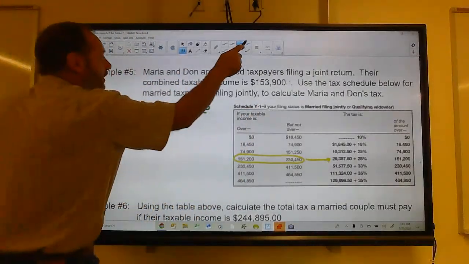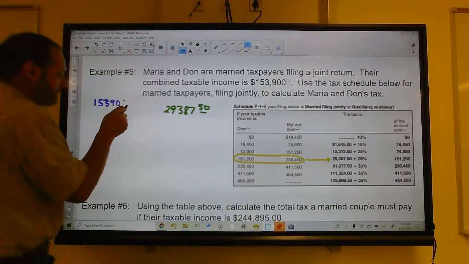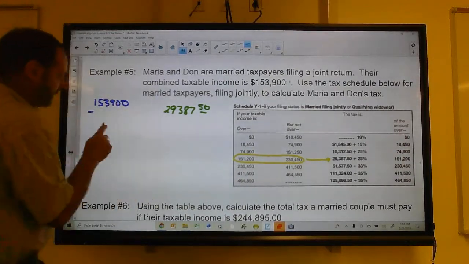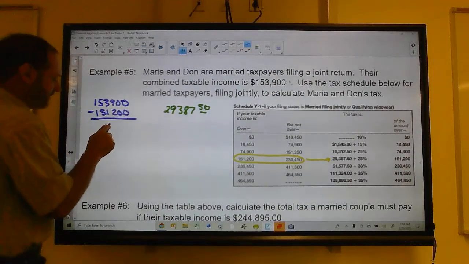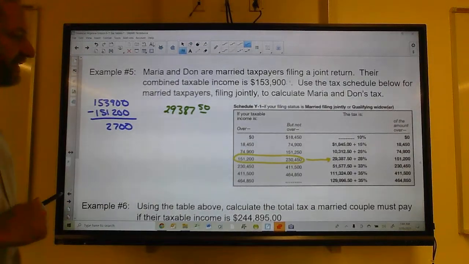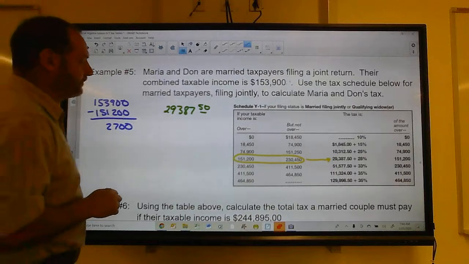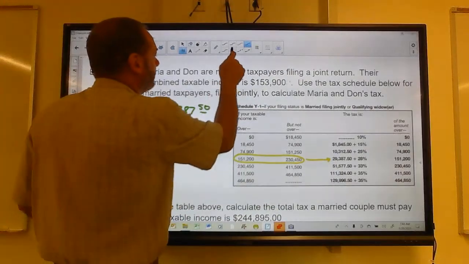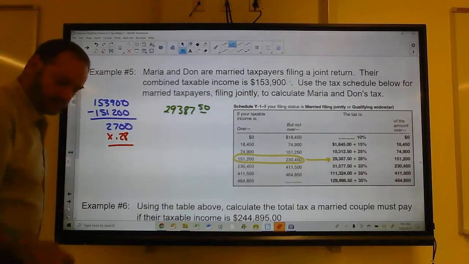So we're going to take 153,900 and subtract the 151,200. That's going to be $2,700. They have to pay 28% tax on that amount of money in addition to this. So we're going to multiply that by 0.28.